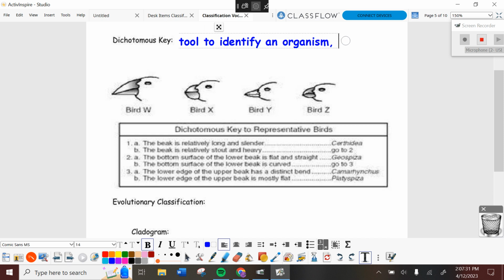And every step has two choices. That's where the die comes in. Every step has two choices. So you'll notice it's 1AB, 2AB, 3AB, etc.